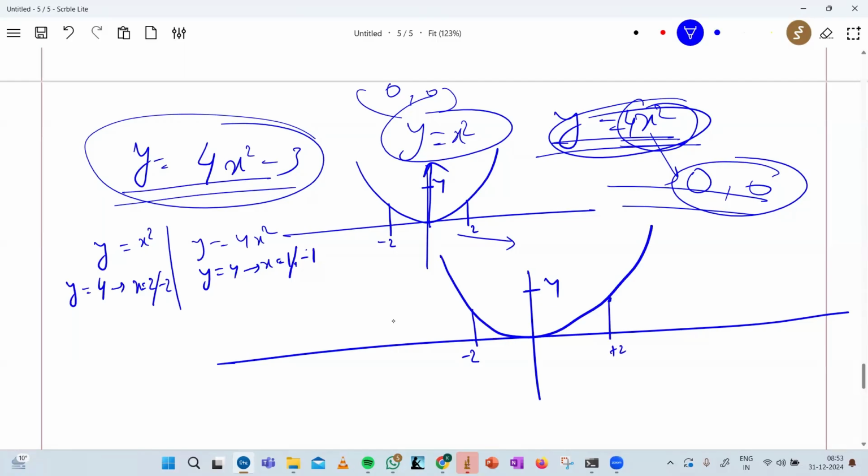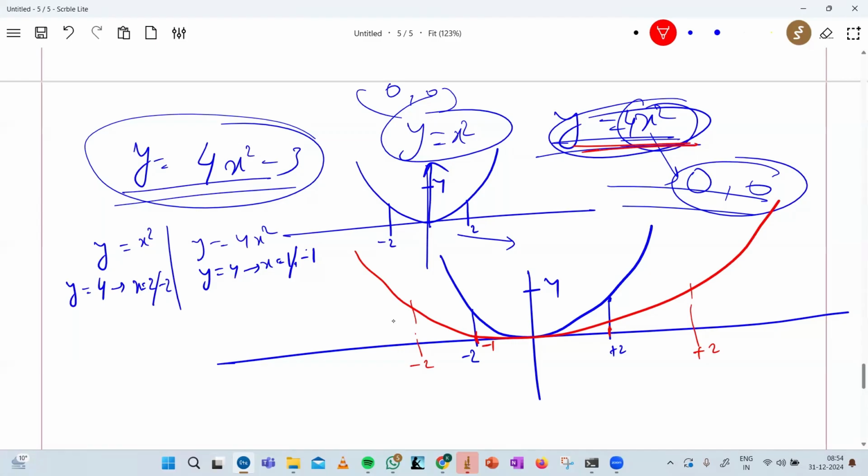Now, in the other one, y equal to 4x square, on minus 1 only, you will get this. It means the curve got down like this. So its minus 2 is somewhere here and plus 2 is somewhere here. Its minus 1 is here where its minus 2 lies. Getting the idea?